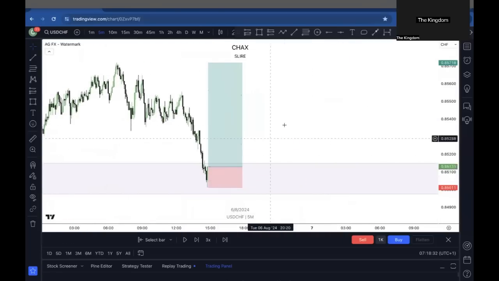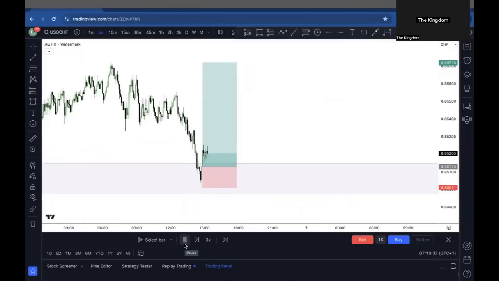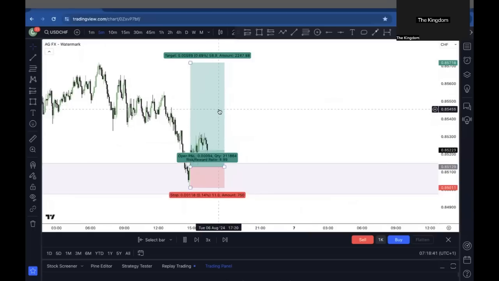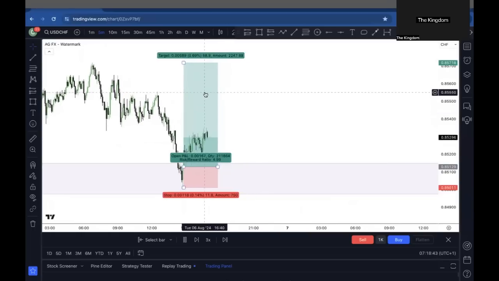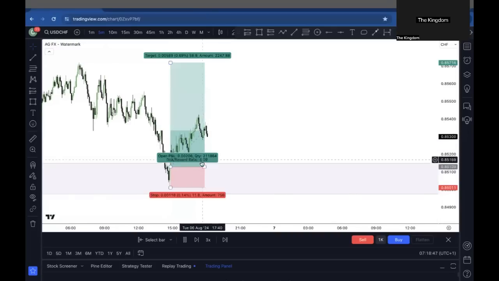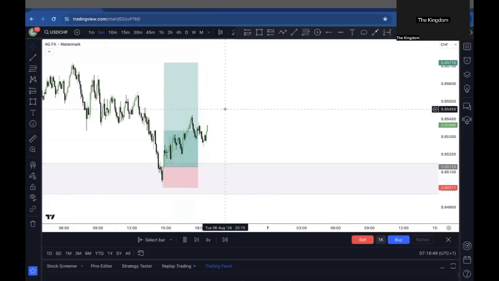Now, based on confirmation, this is how I will have taken this trade. How did I get this? I was able to spot this based on price and its element. And what element of price is this? Expansion.